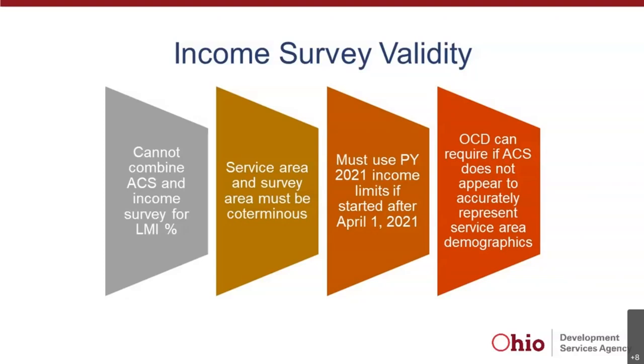Also, please remember, if you do use ACS data from a place or a block group to qualify a smaller service area, which you are permitted to do, OCD can request an income survey if it does not appear the ACS data accurately represents the demographics of your service area. For example, if it appears your project serves the wealthiest street in town, we may ask for an income survey and not accept the ACS data.